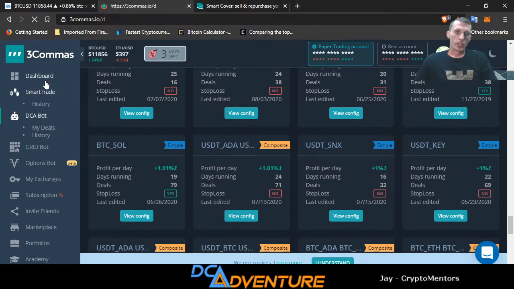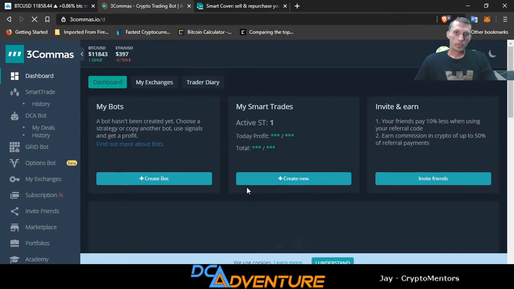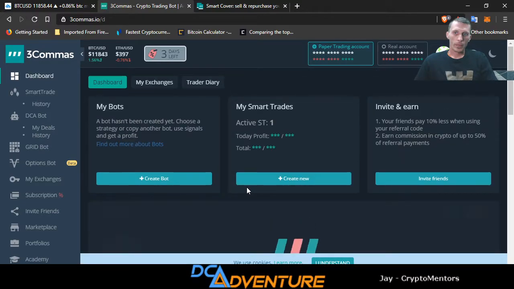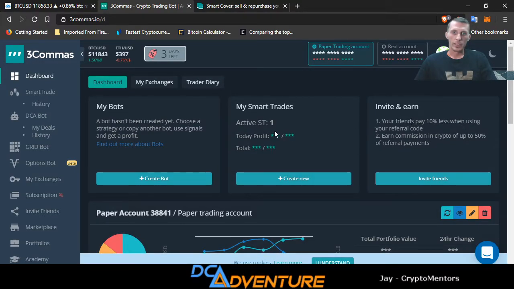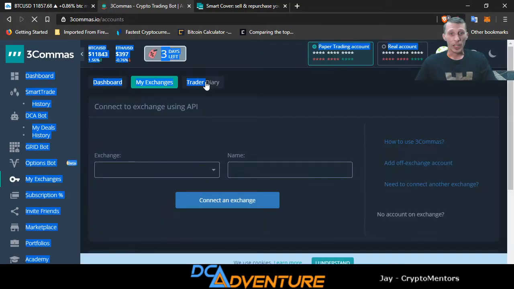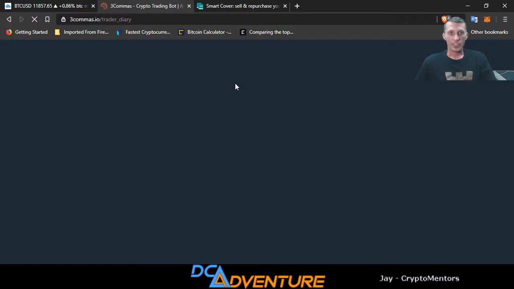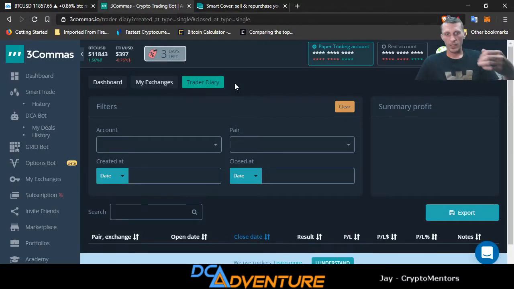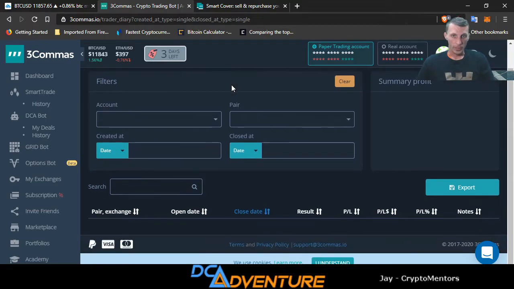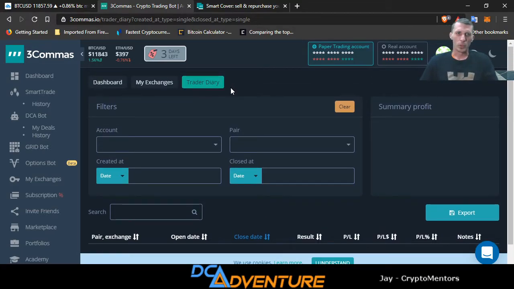Go to your dashboard. You got your invite and earn, your smart trade, your bots, you got your exchanges. You can keep a trader diary, which is kind of nice. You can actually go in and say, I bought it this time, I sold it this time, I made this much, and it keeps track of everything for you. So that's pretty cool that they do that.